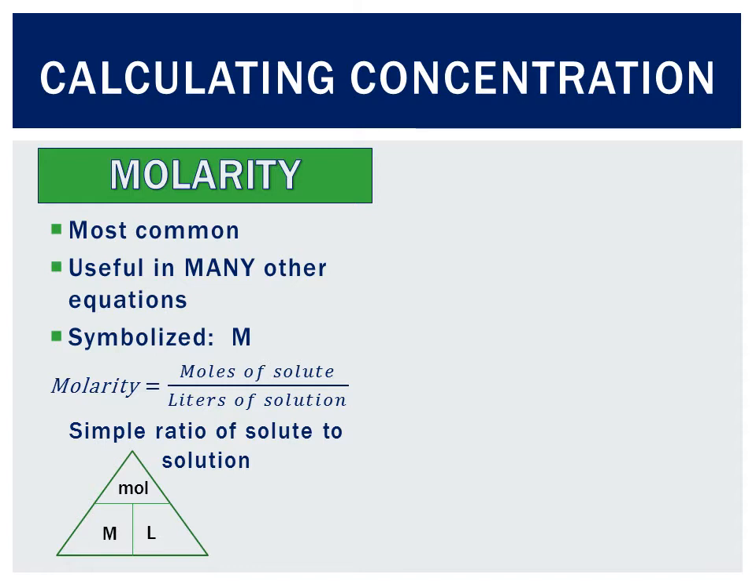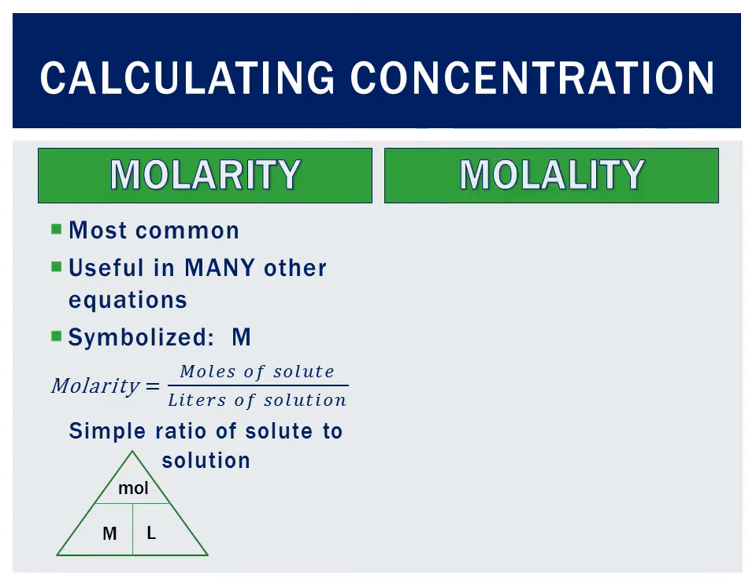Say we were looking for mole. If we cover up mole on the top here, you could see that if you wanted to find moles, you would multiply molarity times liters. And then finally, if you wanted to find liters, cover up liters, you would do moles divided by molarity. This sort of takes the algebra out of it if you can remember the triangle.